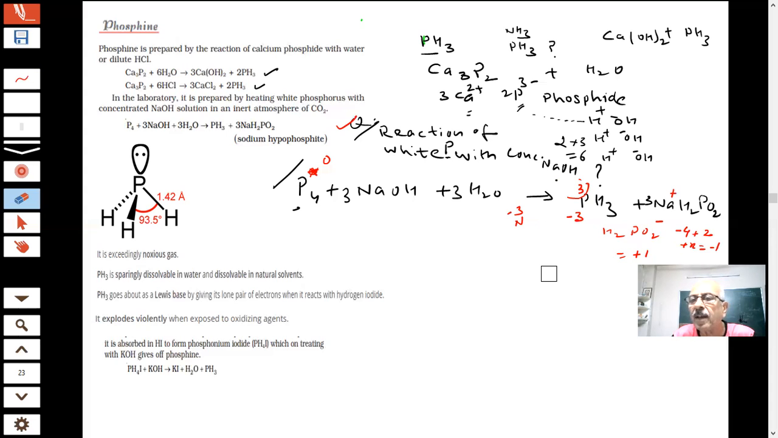So what you are getting: phosphorus, this is 0. You are getting -3 and +1, and this is 0. So this is important. What type of reaction is this? Sir, disproportionation reaction. Disproportionation reaction.